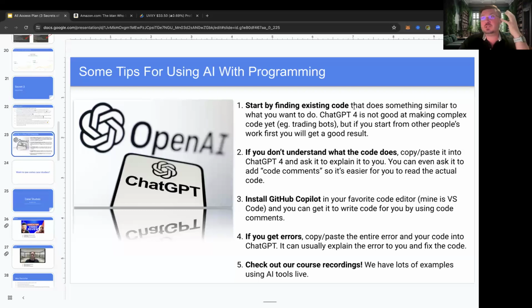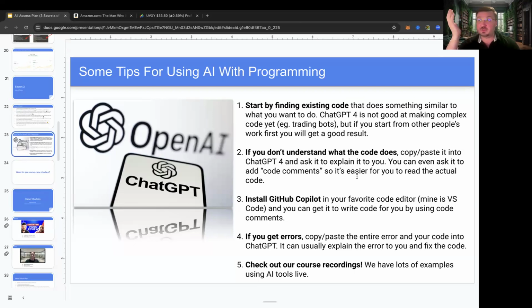You're going to get much better results doing that as opposed to just building something from scratch, right? So that's number one. Try to use existing code, give it to ChatGPT and tell it to modify it, as opposed to building something from scratch, right? Okay.